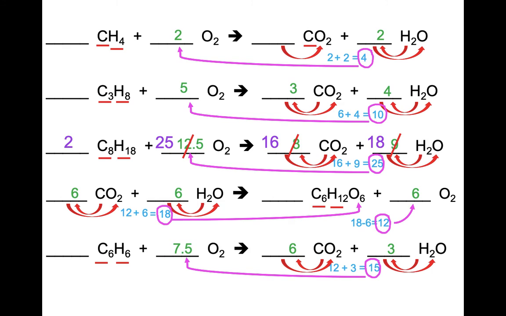Now we cannot leave it as a 7.5, so we need to multiply every coefficient by 2, including the understood 1 that's in front of the C6H6. Multiply this by 2 to give us 15. Multiply this one by 2 to give us 12. And multiply this one by 2 to give us 6. And that is how you balance a combustion reaction.